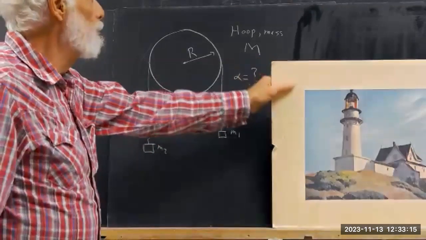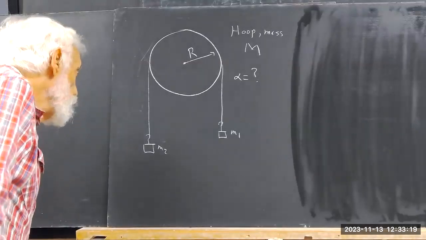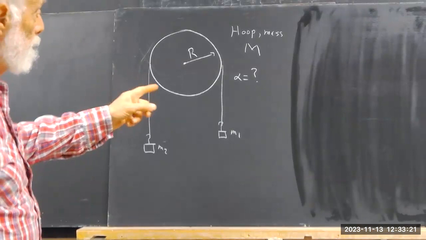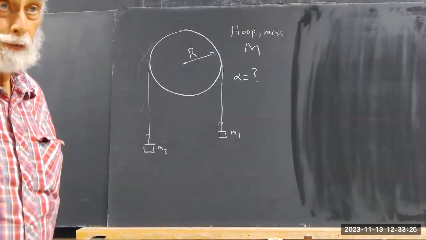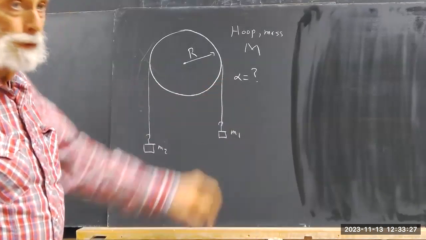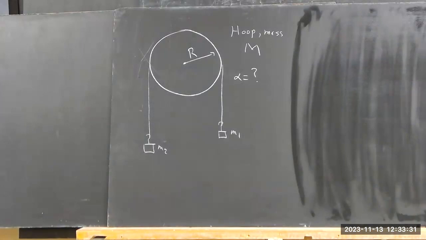Okay, we've got a hoop of mass M and radius big R. We've got a mass M1 on this side, a mass M2 on this side. What's the angular acceleration? Not looking for an immediate answer, but how do you get the angular acceleration? What's the first thing you need to determine?